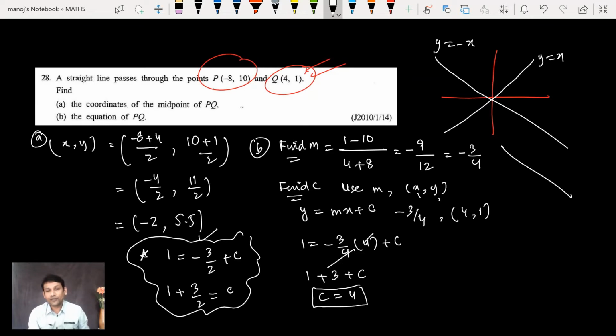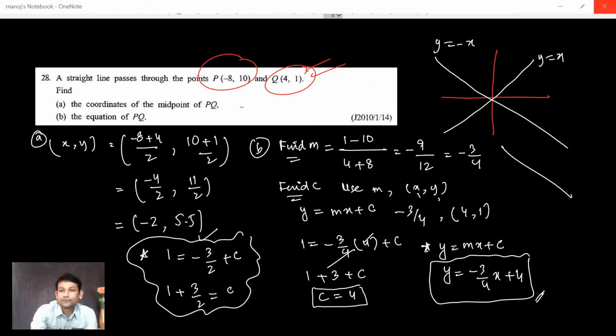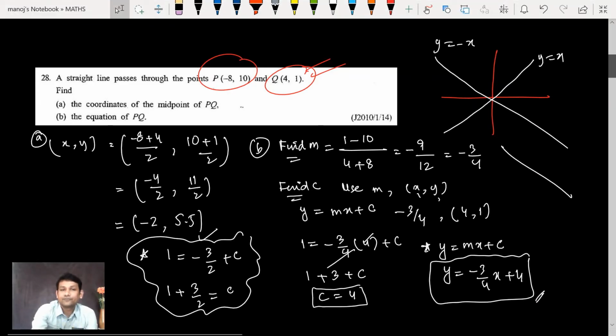Okay, now the equation finally is what? y equals mx plus c. m is minus 3 upon 4, x, and c is 4, and that's your answer. It's up to you to take the LCM, but it's okay, we can write it like this. Next question.